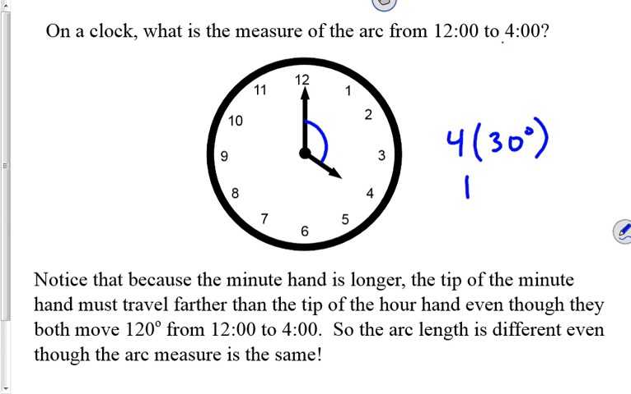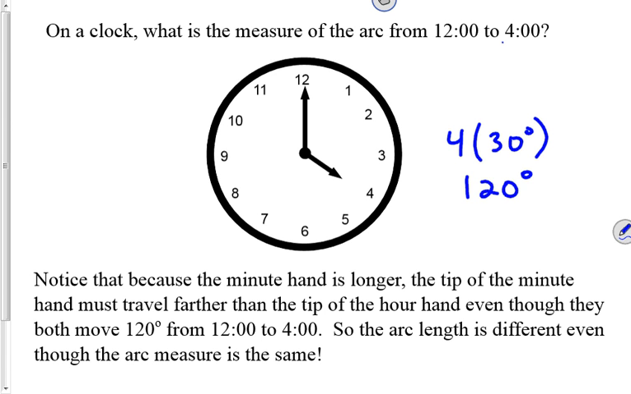Now, it says down below, notice that because the minute hand is longer, the tip of the minute hand must travel farther than the tip of the hour hand, even though they both move 120 degrees from 12 o'clock to 4 o'clock. So the arc length is different even though the arc measure is the same. So let's look at this a little more closely.